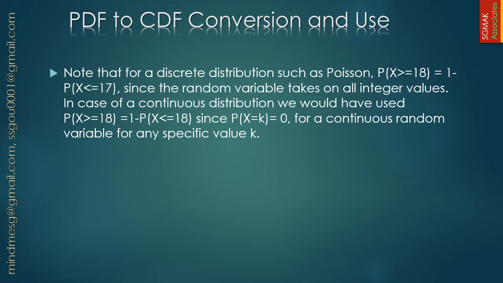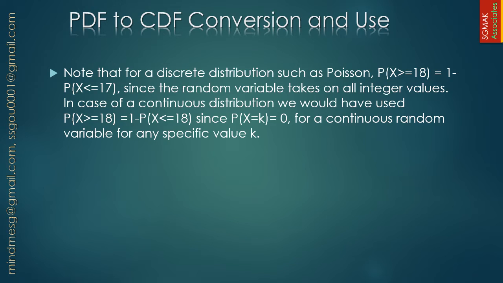Moving on, note that for a discrete distribution, such as Poisson, probability x greater or equal 18 is equal to 1 minus probability x less or equal 17, since the random variable takes on all integer values. Had it been a continuous distribution, we would have written probability x greater or equal 18 as 1 minus probability x less or equal 18.